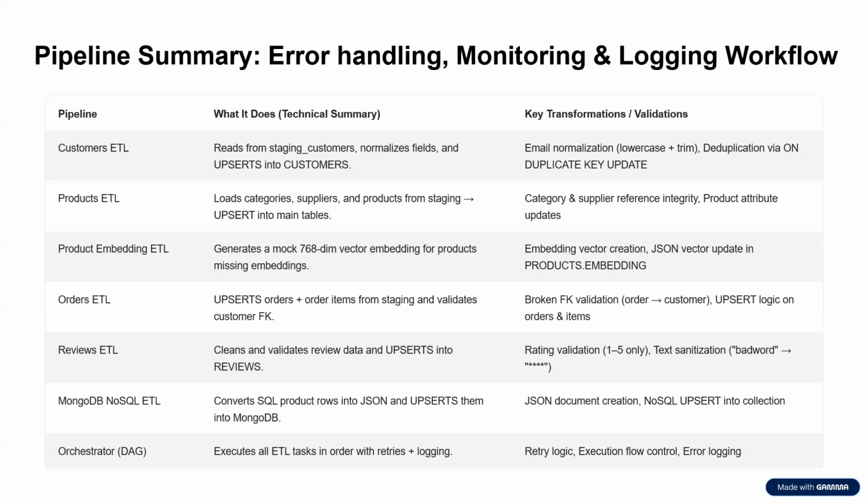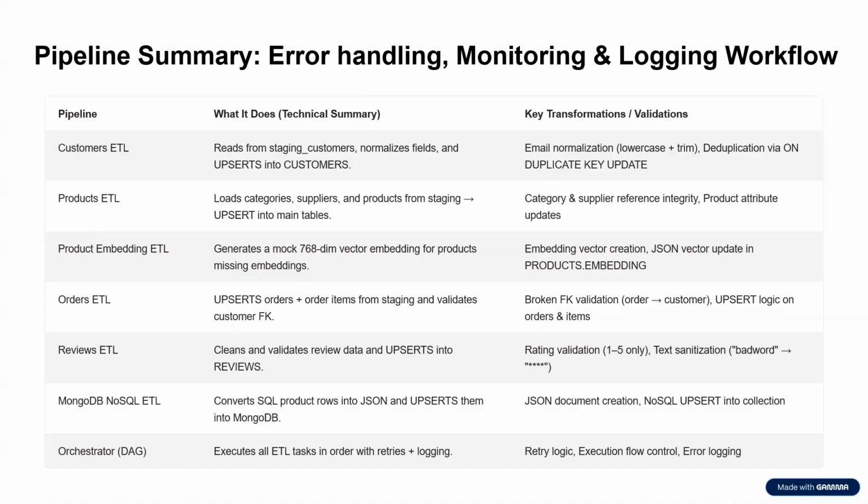So this summary table shows what each ETL pipeline does and what validations it performs. For example, the customers ETL reads from staging customers, normalizes fields, and then inserts or updates data into customers. So what I did was email normalization, in which I transformed the emails from uppercase to lowercase, and if there is a duplication, I remove that too. This all happens in one single pipeline.